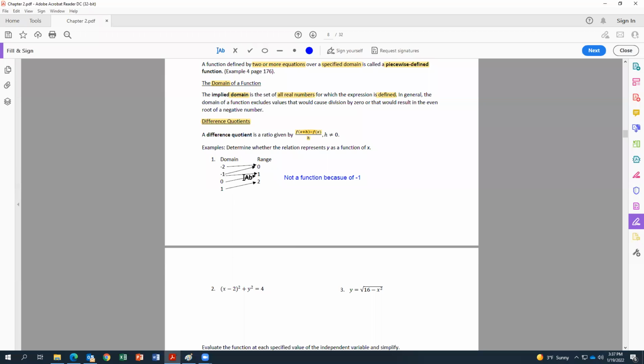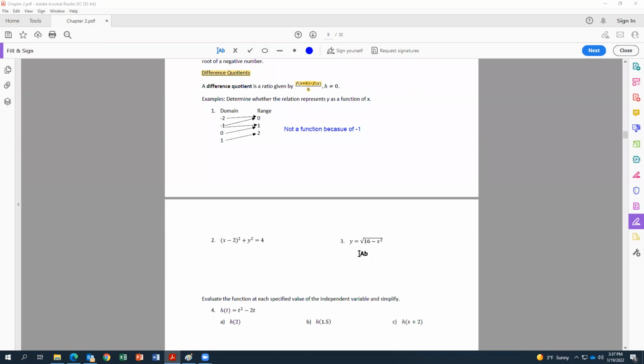Now, if I give you pictures like this, you can easily tell me if they are functions or not. Like this -1 has multiple lines show up, then you say it's not a function. Okay. How about these cases? How do we know if this is a function?